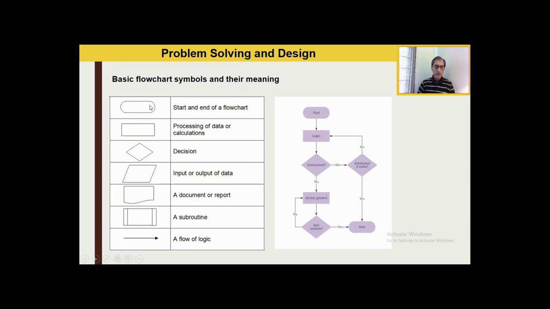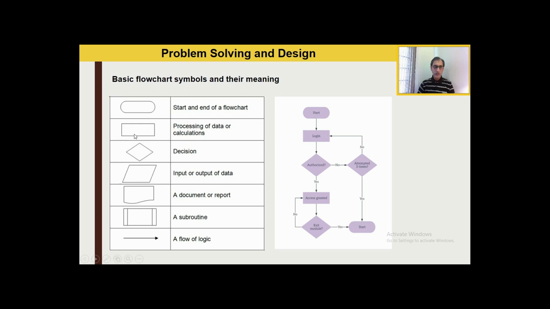Now, these are the basic symbols that are usually part of any flowchart. Let's have a look at all these symbols and what they mean. This kind of a shape, an elongated rectangle that is rounded at the edges, is used to depict the start and the end of a flowchart.